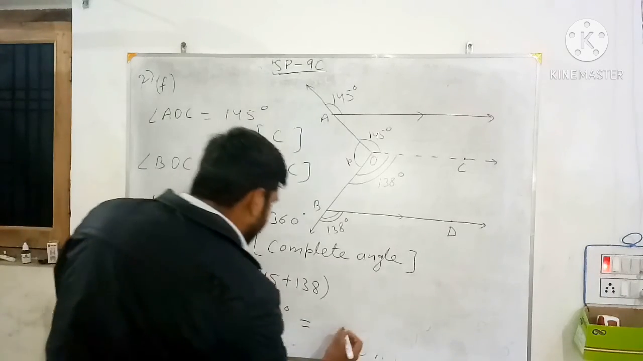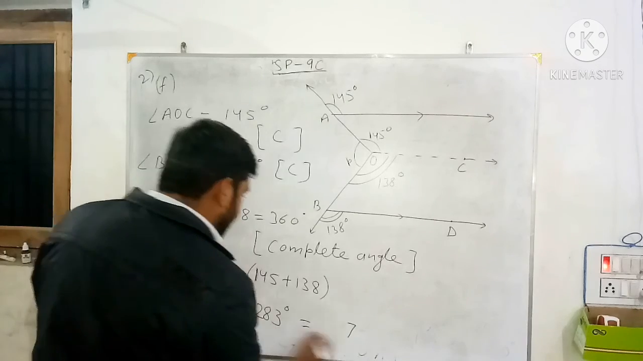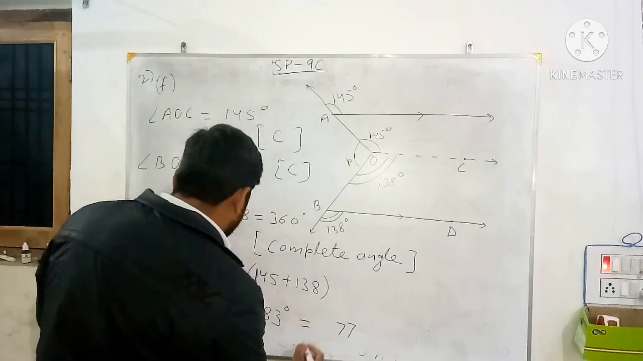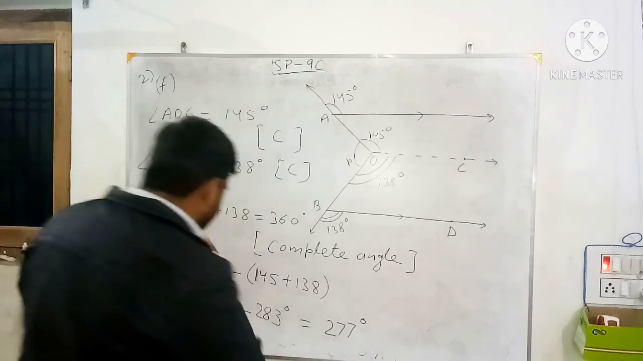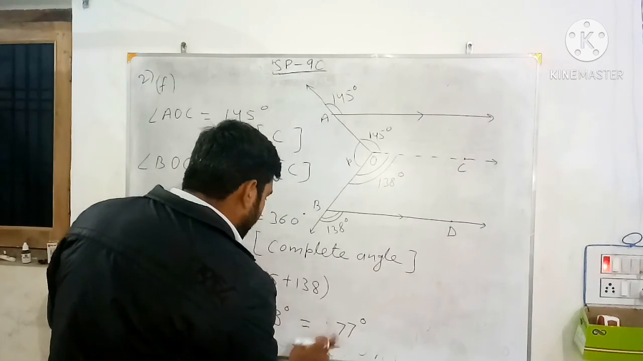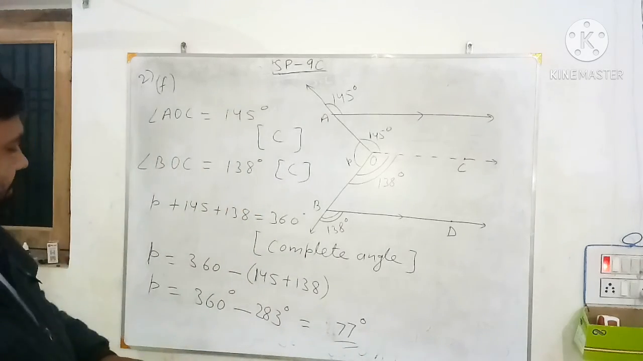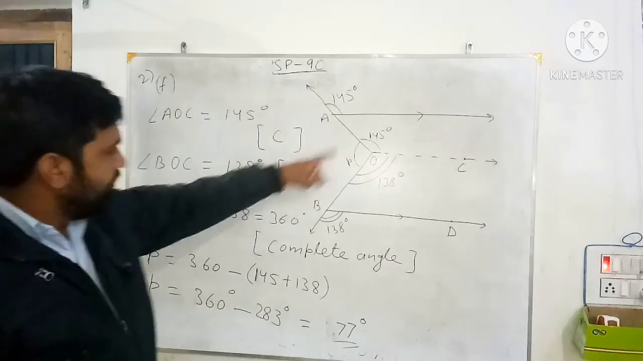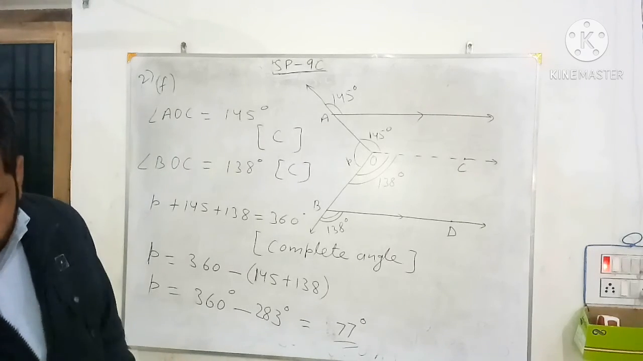Now when you subtract, 10 minus 3 gives you 7. Now 15 minus 8 gives you 7. Now 3 minus 2 minus 2 gives you 0. So what you get? 77 degrees. So the measurement of angle P will be 77 degrees. Like this we have to do.